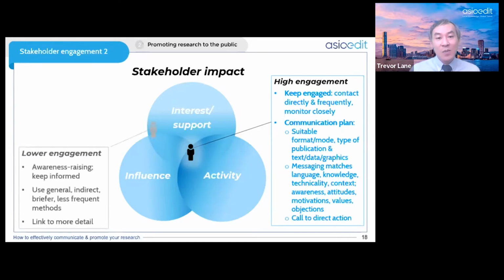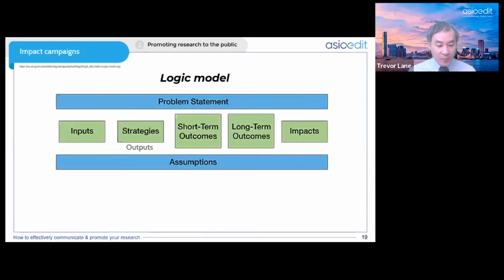If you identify someone who isn't that interested or doesn't have that much influence, or even the general public, you then have to think of another strategy. So tailor your approach: have lower engagement, but make it more awareness raising, more general, briefer, less frequent, but then have a link for the interested people, link to more information, link to your website, link to your paper. So it's quite strategic to think about your stakeholders and how to target them.